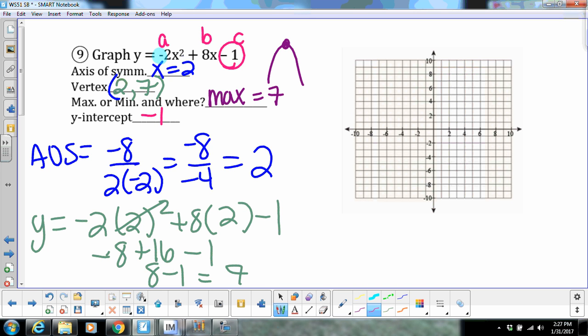Now you have everything you need to go over here to your graph. My vertex is (2, 7). Remember, our axis of symmetry goes through that line, and I really just use the axis of symmetry as a way to graph my twin point. My y-intercept was -1, so that's going to be down here. It is 2 spaces away from the axis of symmetry, so I need to go 2 more on the other side of the axis of symmetry. And there is my twin point. Now you are left to do problems 3, 4, 7, 8, and 10.